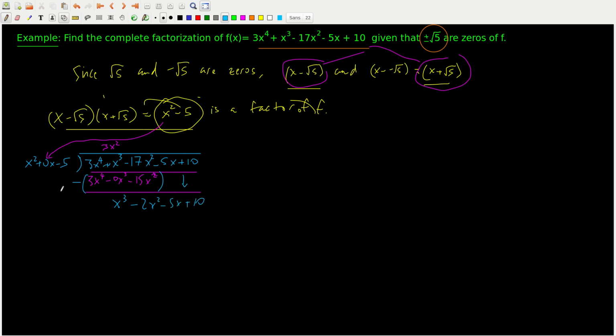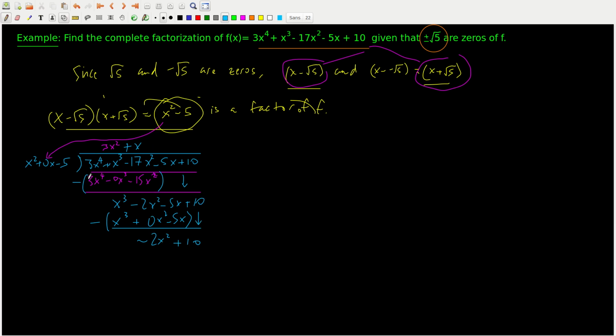And then continuing in the same manner, x cubed divided by x squared, that's a single x term. Multiplying that out will give us an x cubed plus, again, no x squareds and minus 5x. And when we subtract those two terms, we're going to find that the x cubes cancel and the minus 5x cancel. And what we're left with is minus 2x squared plus 10. Just dropping that 10 down. And we can continue again.